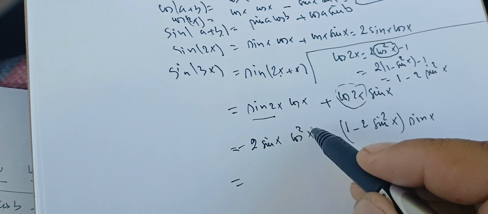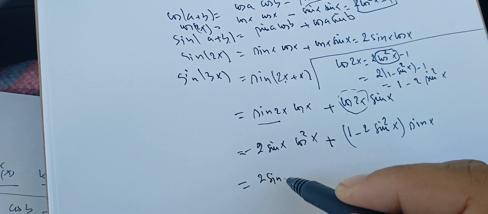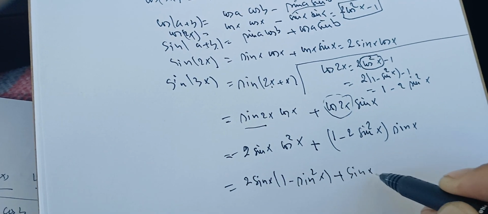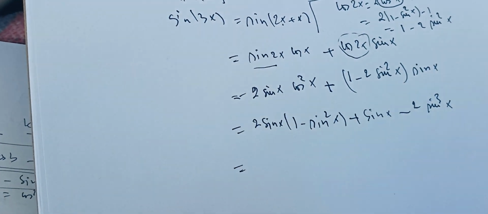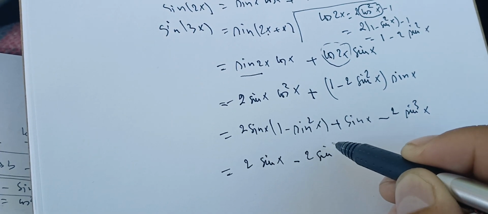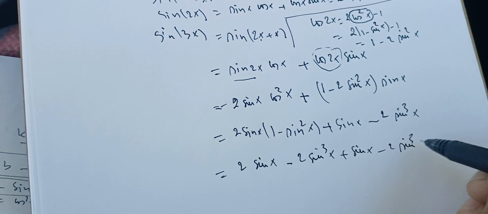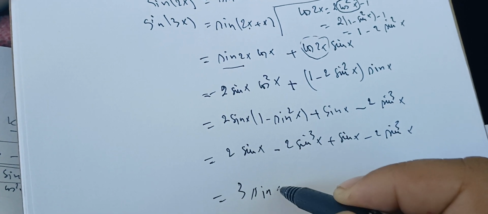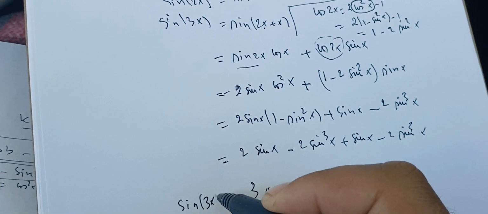Now, to get rid of this cosine, because I need the sine, I write 2 sine x times 1 minus sine squared of x plus sine x minus 2 sine cubed of x. So now I have 2 sine x minus 2 sine cubed of x plus sine x minus 2 sine cubed of x. So what do I have? I have 3 sine x minus 4 sine cubed of x. So this is sine 3x.